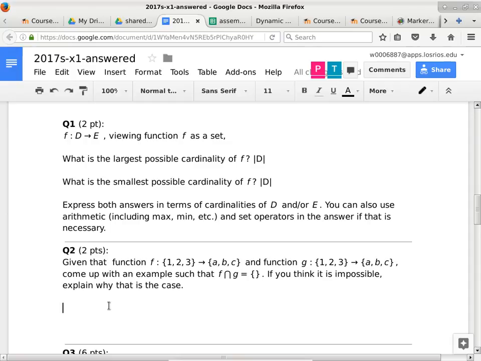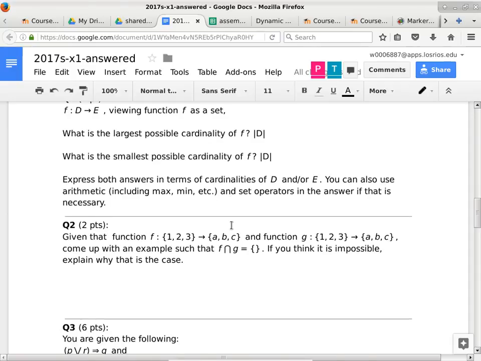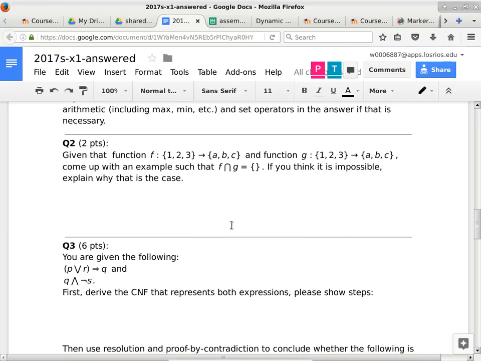Okay. So is that okay so far? Okay. So moving on to question number 2. Question number 2 is basically saying that, so this time I spell out what is the domain and what is the codomain. The domain is the numbers 1, 2, 3, and then the codomain would be the letters A, B, and C.